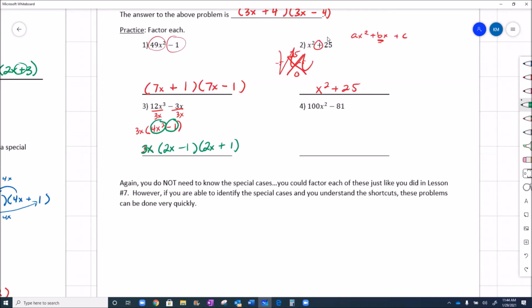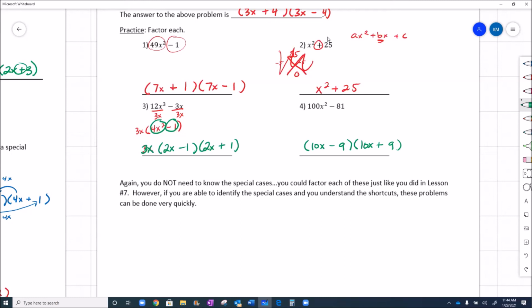All right. Number 4, we have 100x squared minus 81. As we look at this, there's a perfect square, 100x squared, and 81, also a perfect square. There's a minus in between. The square root of 100x squared is 10x. The square root of 81 is 9. And that minus in between tells us that one's going to be negative, one's going to be positive. No middle term, 0.